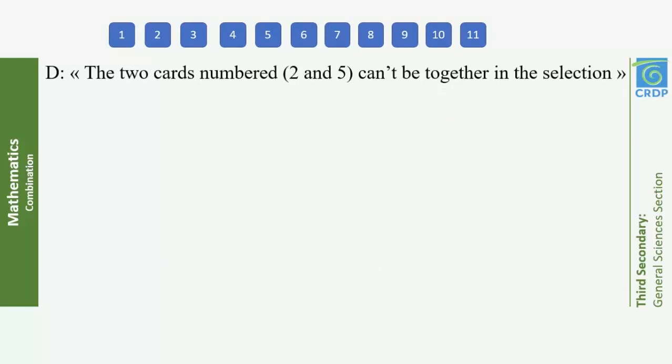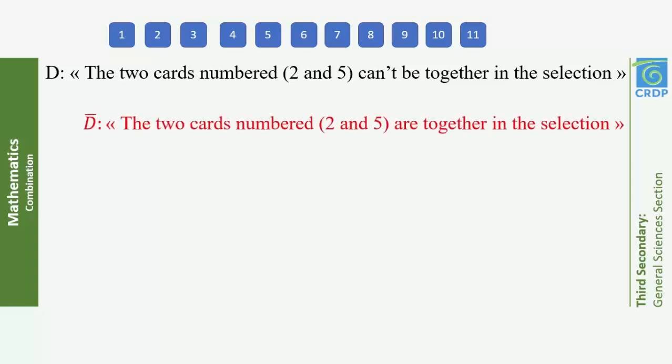Event D, the 2 cards numbered 2 and 5 cannot be together in the selection. Also in this case, it's easier to find the complement of this event where the 2 cards appear together in a selection. So D bar, the 2 cards numbered 2 and 5 are together in the selection. Now that I know that I need 2 and 5 to be appearing, the choice will be left for the third card to be any of the other cards. So I will have 9 outcomes for the event D bar, in which I'm fixing 2 and 5 and I'm only changing the third card.